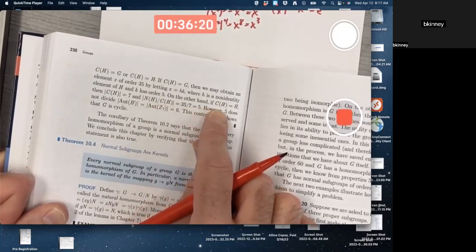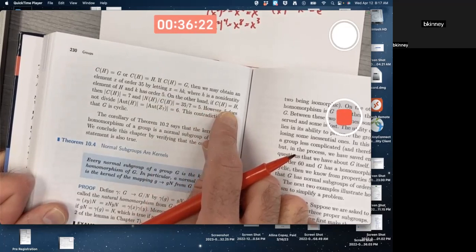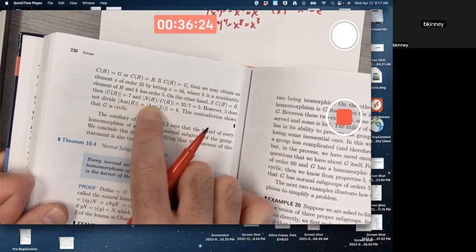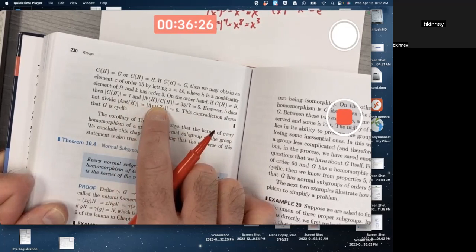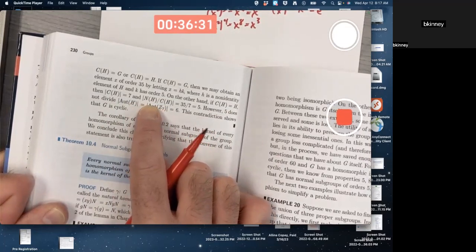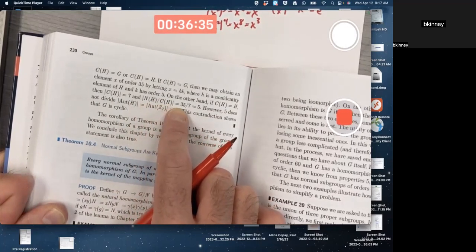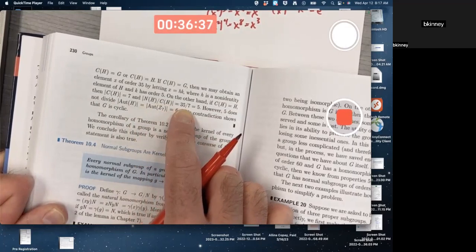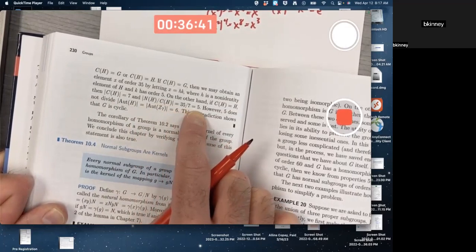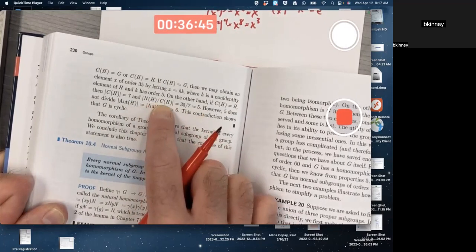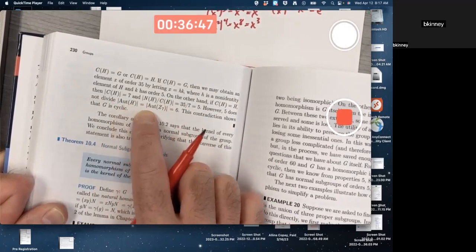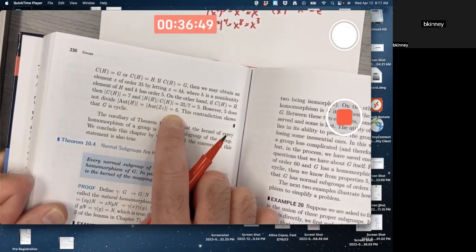On the other hand, if C of H equals H, it's got order 7. Oh, here is where we apply the N/C theorem, finally. Lagrange's theorem as well. This factor group is going to have order 35 divided by 7, that's Lagrange's theorem, which is 5. But the contradiction is, by the N/C theorem, this has got to be a subgroup of Aut of H, but Aut of H has order 6. 5 does not divide 6.